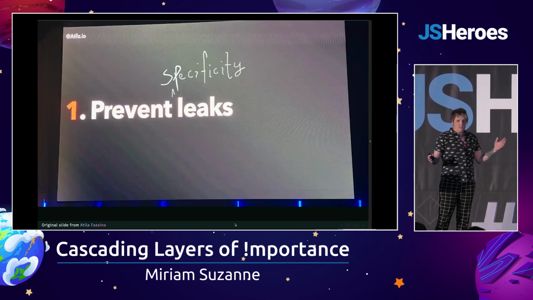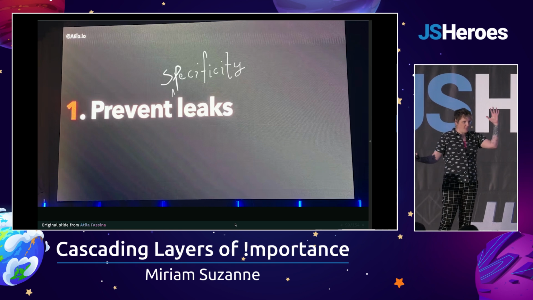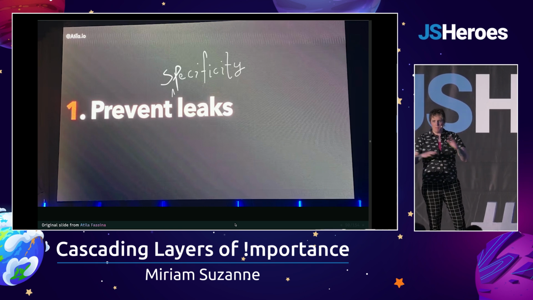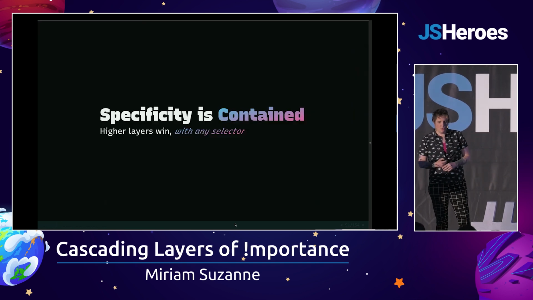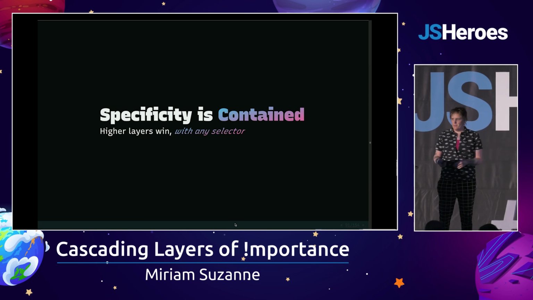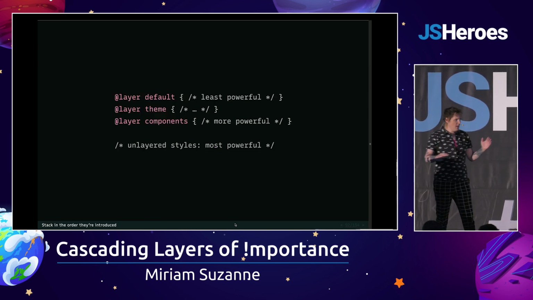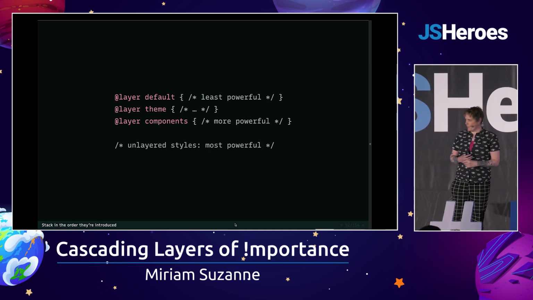And they just exist to prevent specificity leaks. So specificity applies within a layer, but not between layers. Layers override each other, and then specificity is only considered within. It's contained, and the higher layer wins first. So layer order is determined by the order we introduce the name of the layer.